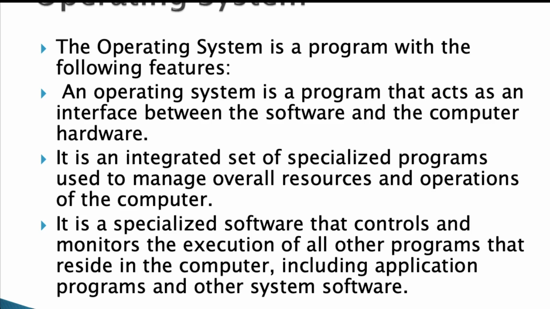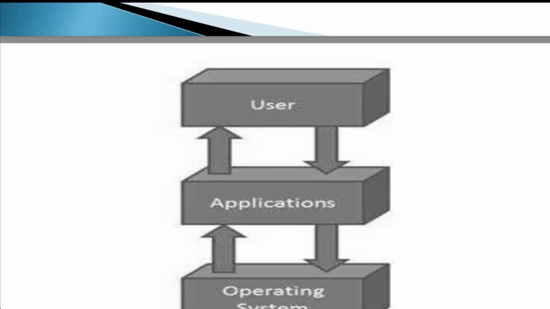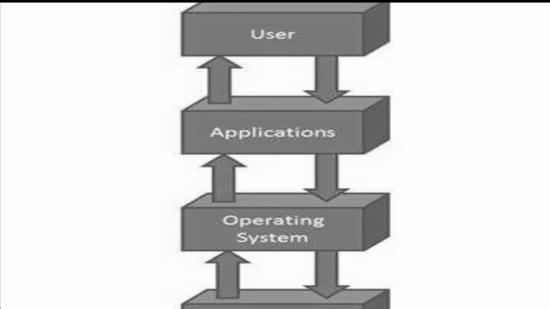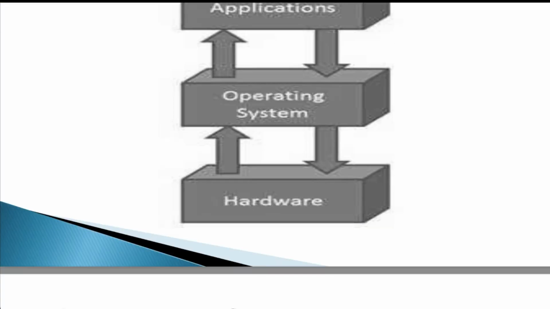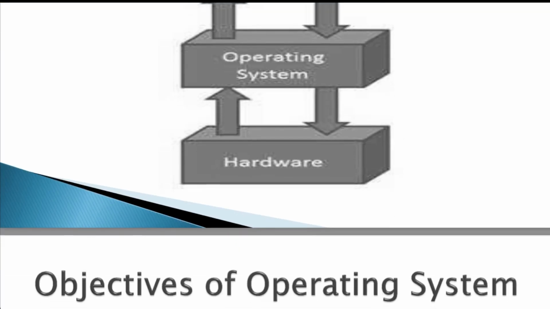So an operating system is an integrated set of specialized programs that manages the resources and operations on the computer. It is a specialized software that controls and monitors the execution of all other programs that reside in the computer. So you can see you have a user, you have applications, and that's where the operating system basically sits, and below which you have the hardware.